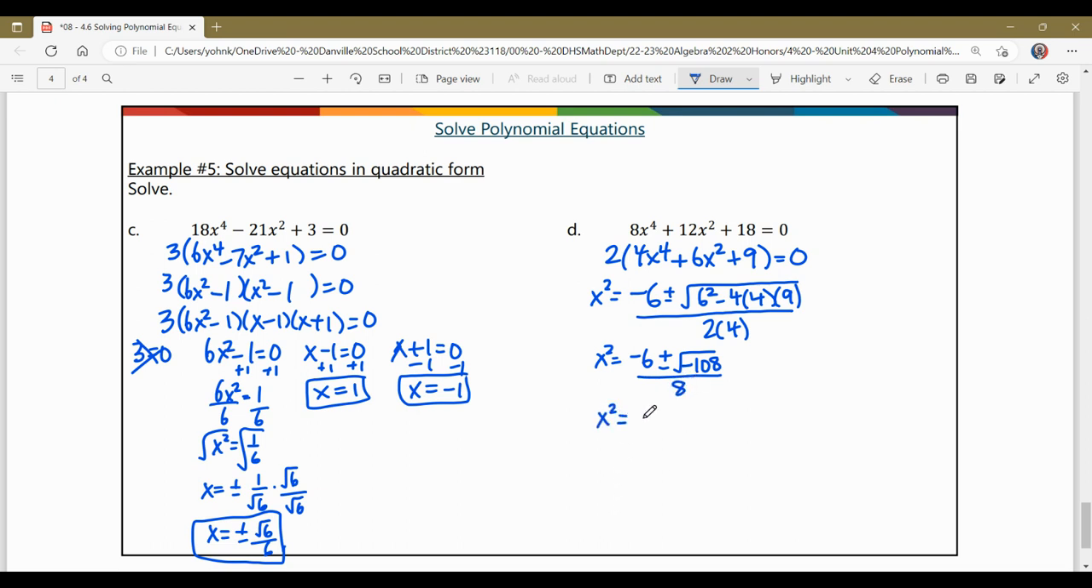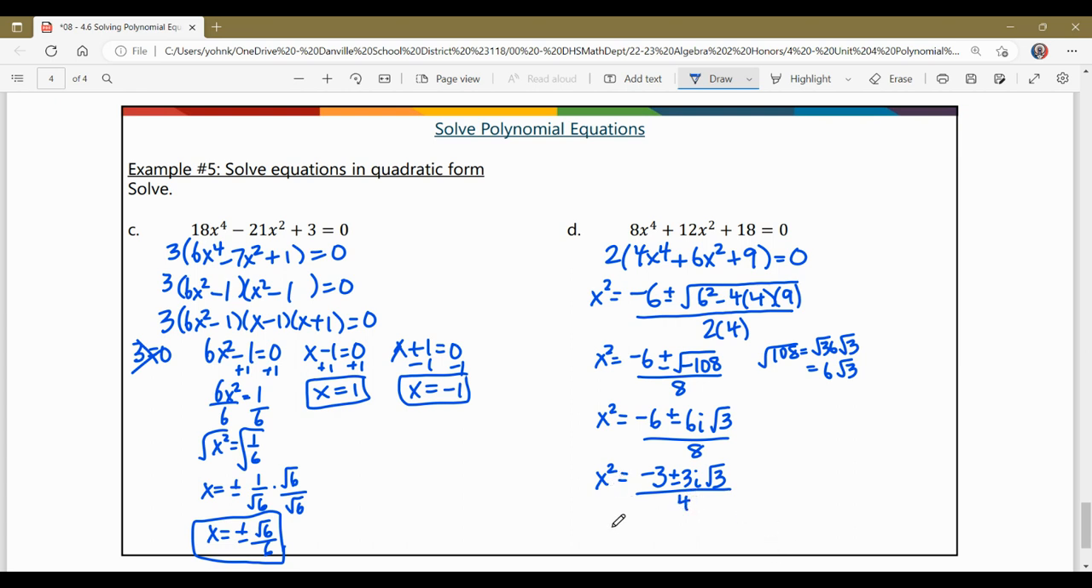Can't leave a negative underneath the radicals, so -6 plus or minus, I think 108 can be simplified. 108 is 36 and 3. So that's 6 root 3. So we have 6i root 3 over 8. Well, -6, 6, and 8 are all even, so I can divide by 2. X squared equals -3 plus or minus 3i root 3 over 4.